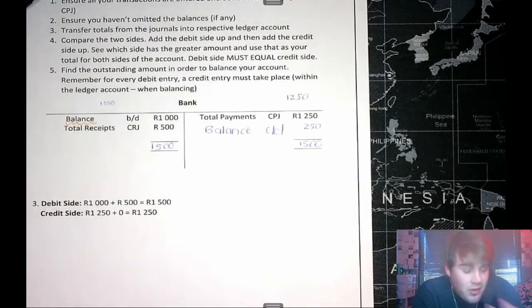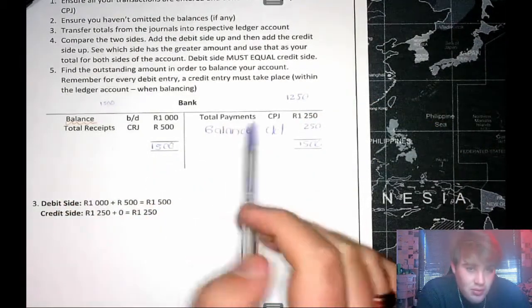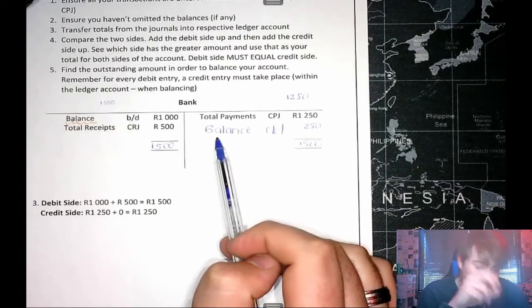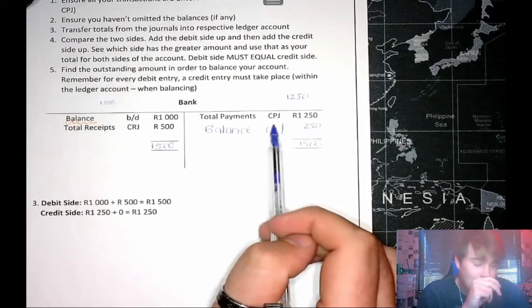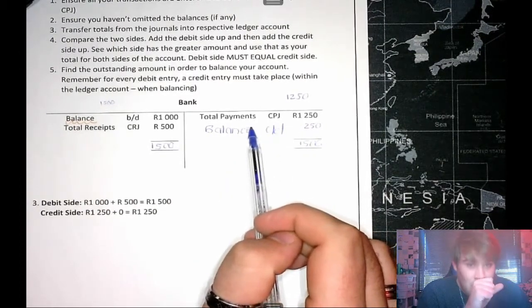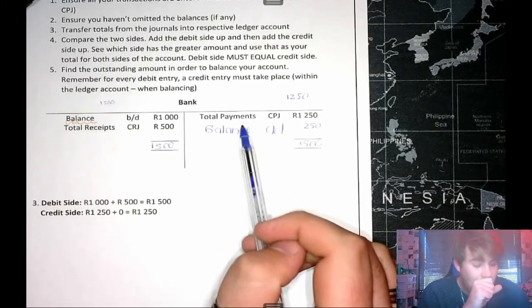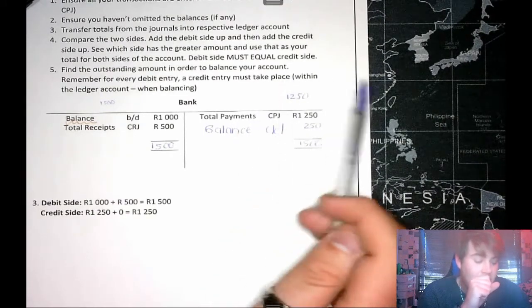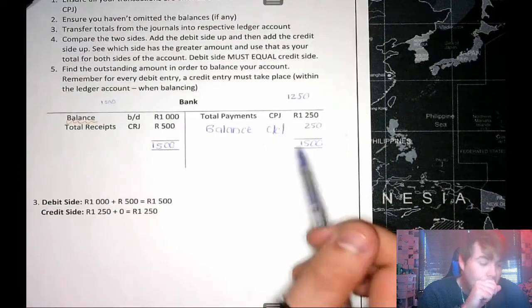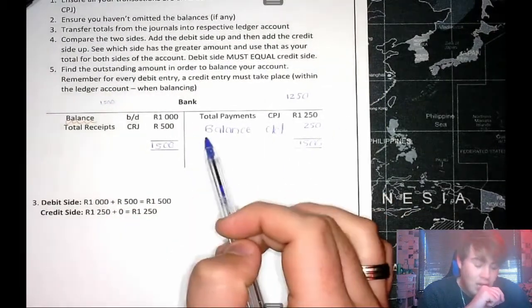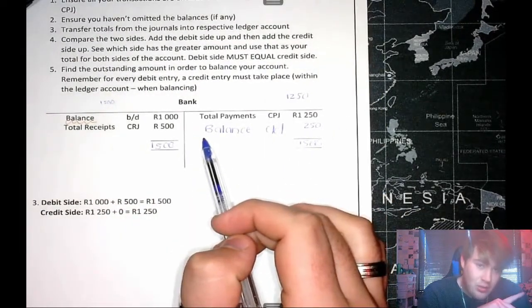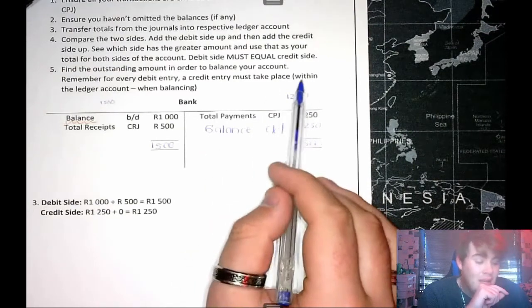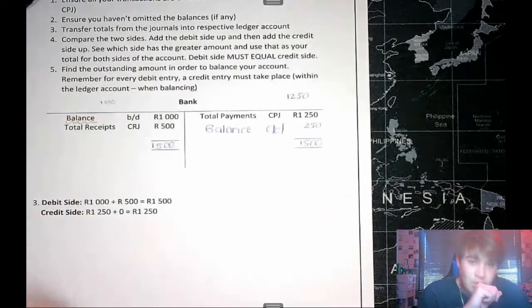So this was a transaction that we have entered. Now what do we know about transactions? That for every debit entry there has to be a credit entry. So in this case we've made a credit entry. Now we need to do a debit entry. Now this takes place within the ledger account when we balance.